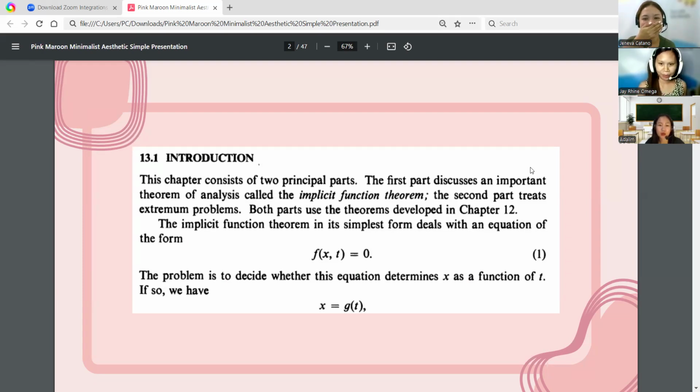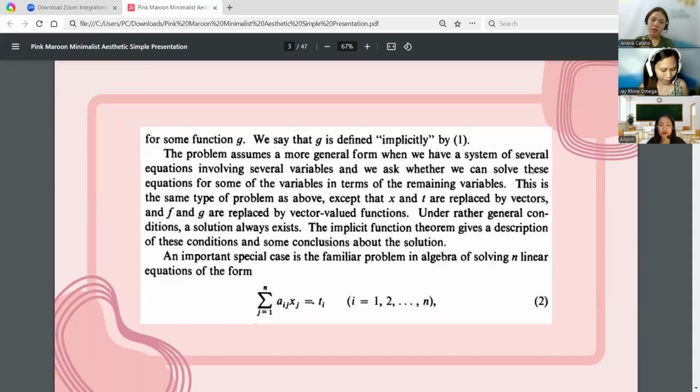The implicit function theorem in its simplest form deals with an equation of the form f(x,t) equals 0. The problem is to decide whether this equation determines x as a function of t. If so, we have x equals g(t) for some function g, and we say that g is defined implicitly by equation 1.